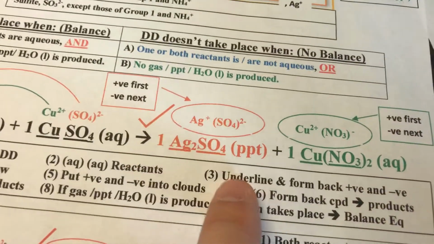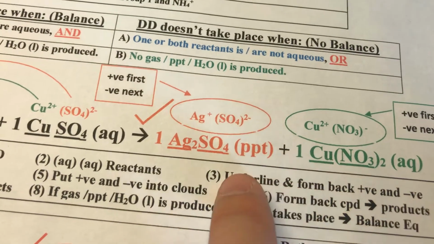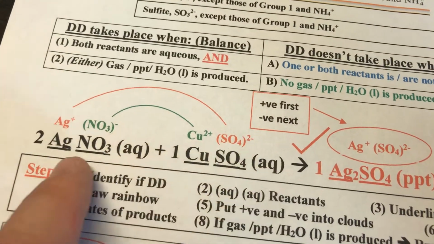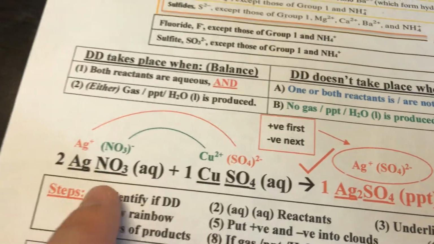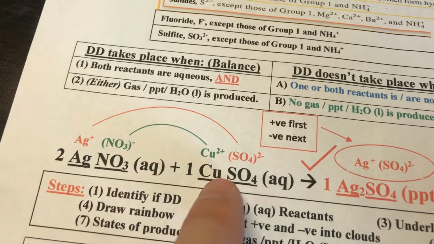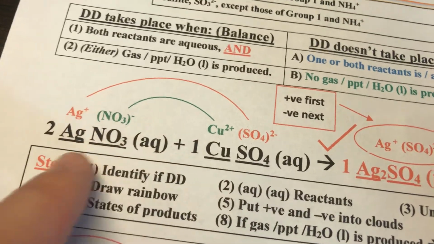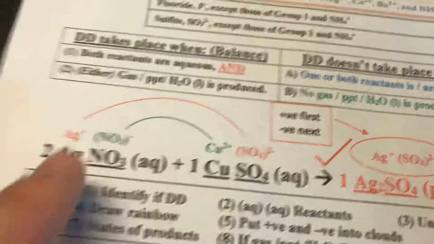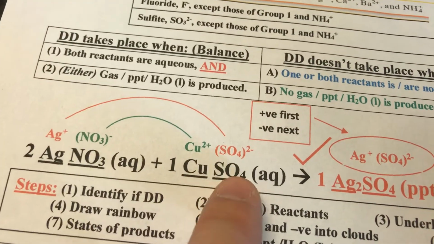And then step 3, you want to underline and form back the positive and negative. What happened is you had to underline them separately because you had to cross over back to form their own charges. So AgNO3, CuSO4, you underline them, and then you cross over to form the charge spec. You get Ag plus, NO3 minus, and then this is Cu2 plus, SO4 2 minus.